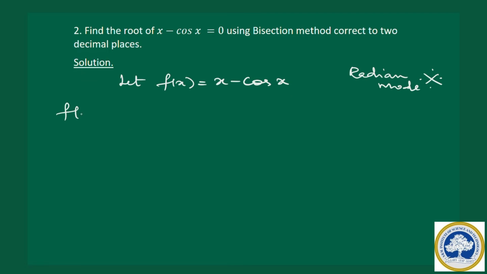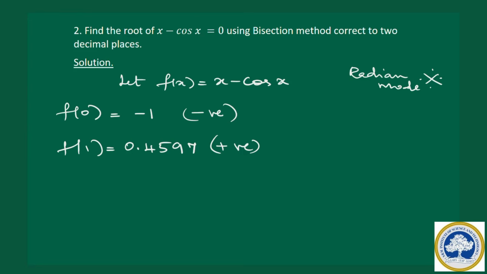Now let us find the value of f of 0 to identify the range. So this is minus 1 and f of 1 is 0.4597. That is, f of 1 means 1 minus cos 1, which we calculate in the calculator. So this becomes negative and this is positive. Therefore the root lies between 0 and 1, since 0 and 1 have opposite signs.